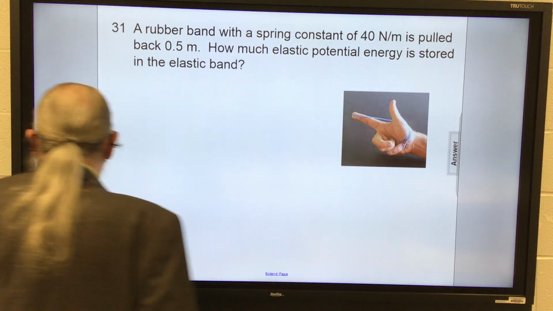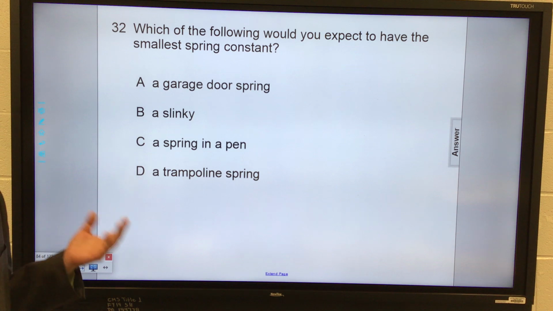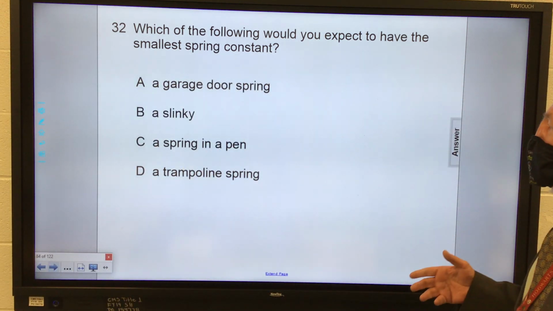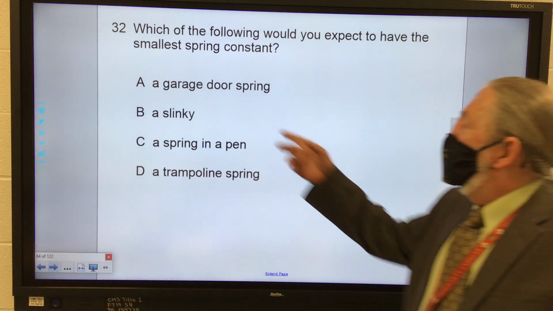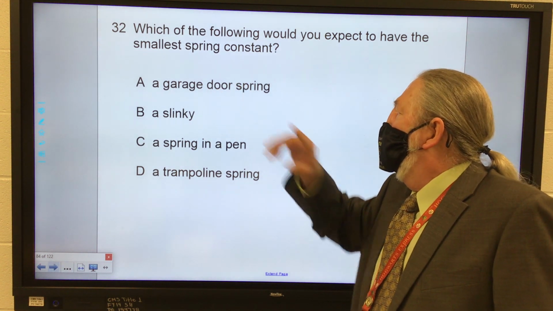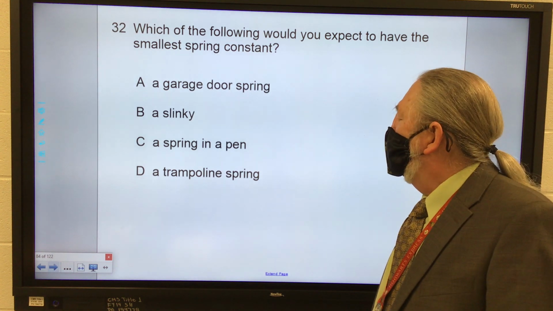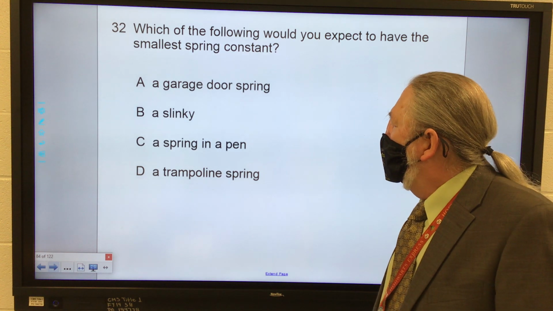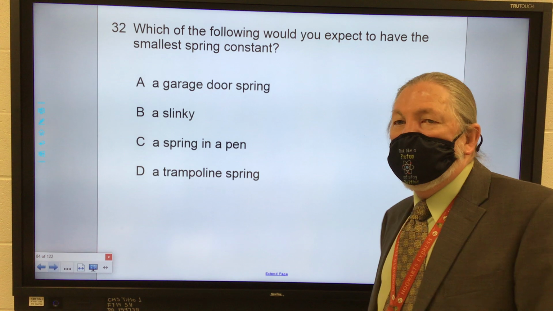Okay, so now I'm going to move on to number 32 here. Think about how we talked about different size springs going on different things, right? You'd have a spring that goes on a garage door that pulls the garage door down or up, and then you have a slinky, a spring in a pin, and then a trampoline spring.